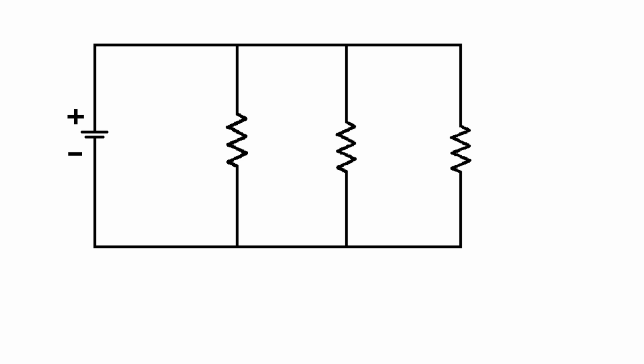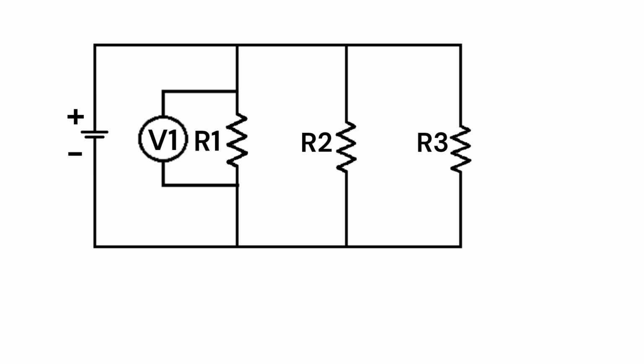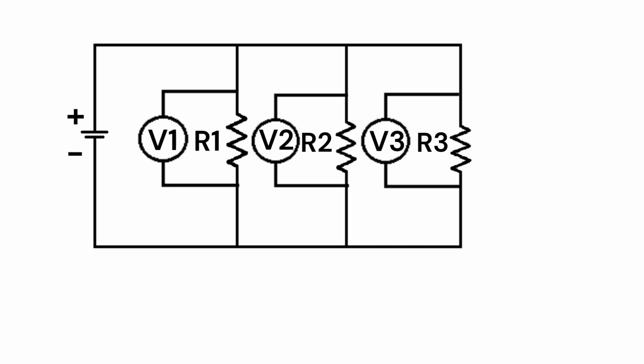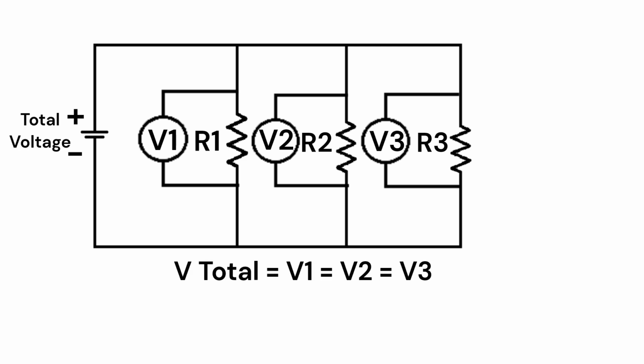So the voltage is also the same at any resistor. So let's call the left side resistor R1, the middle resistor R2, and the right side resistor R3. So if the voltage at resistor R1 is V1, at resistor R2 is V2, and at resistor R3 is V3, then the total voltage V total is equal to V1 is equal to V2 is equal to V3.